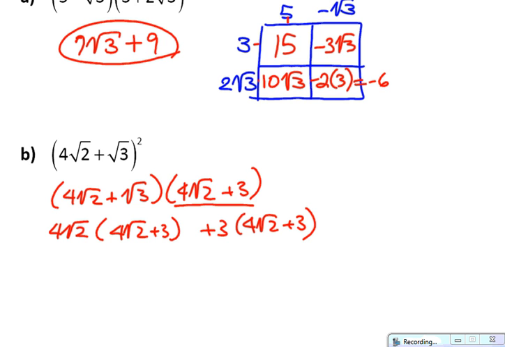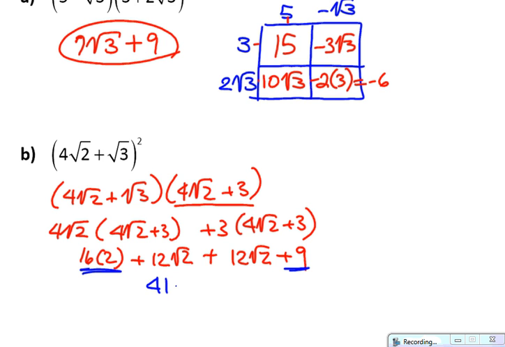And that's going to give me 16 times 2, and then plus 4 and 3 are outside, so that's 12 radical 2, plus 3 and 4 are outside, so it's 12 radical 2, and then 3 times 3 is positive 9. So I end up with 32 and 9, that's 41, and then 12 radical 2 twice is going to be 24 radical 2.